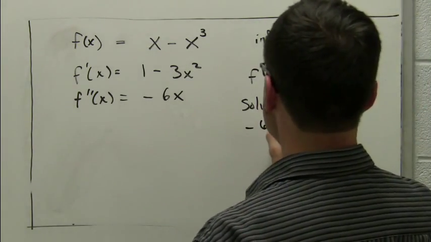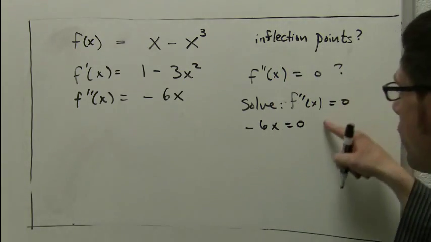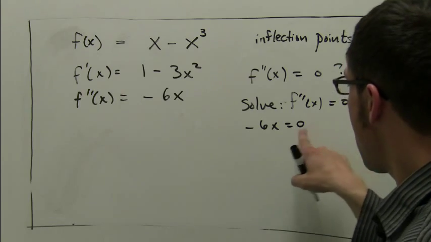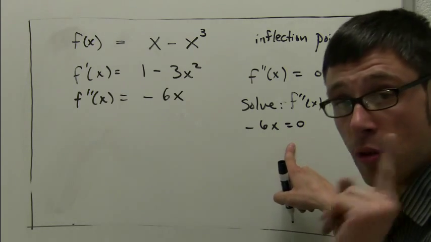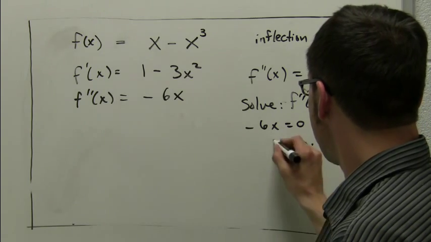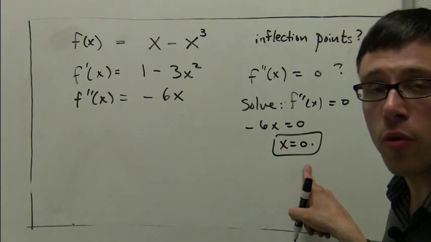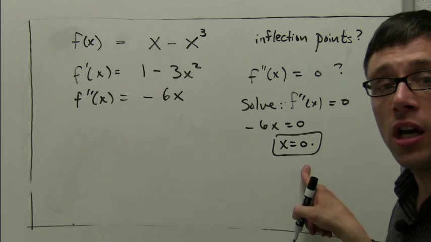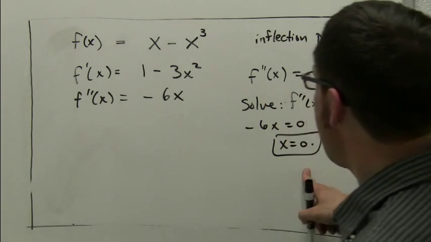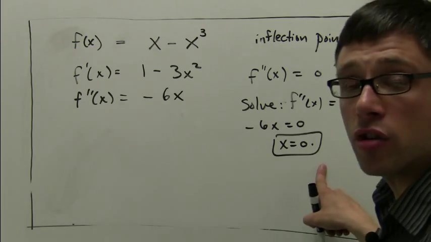That means that minus 6x should equal 0, right? I'm solving this to find out where the possible inflection points occur. And I can certainly see that my solution is one solution, which is x is equal to 0. So this is the candidate place where I need to check to see whether the concavity changes. And this will give me an idea of whether I have inflection points in my function.